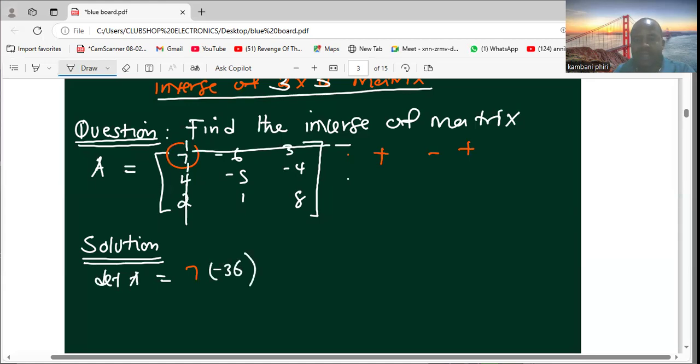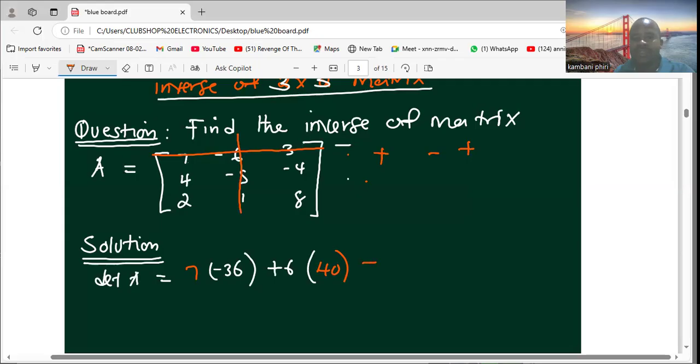And the next sign is minus -6. So minus -6 is just 6, open bracket. In this case, we are removing this and the second column. So what do we have? 8 by 4 minus 2 by -4. And what does this give you? It gives you 40. So here you get 40.